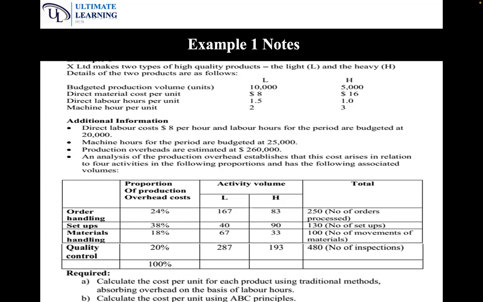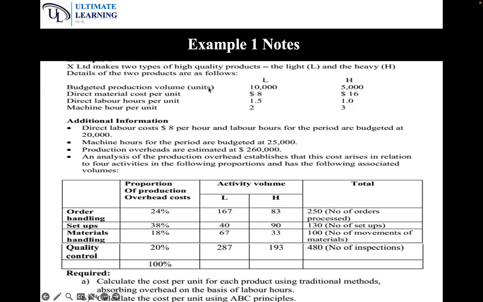So the question reads, X Limited makes 2 types of high-quality products. One product is called the light, and the other product is called the heavy, L and H. Details of the 2 products are as follows, product L and product H. Remember, what is our objective? Our objective is to find the cost per unit using either AC or ABC.